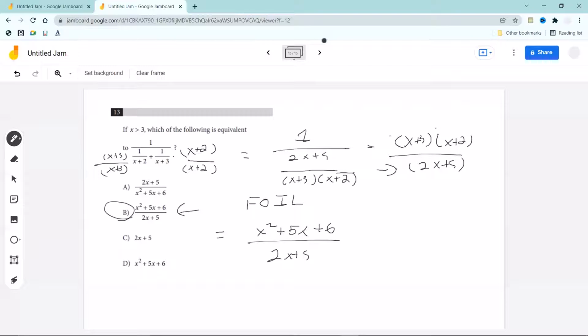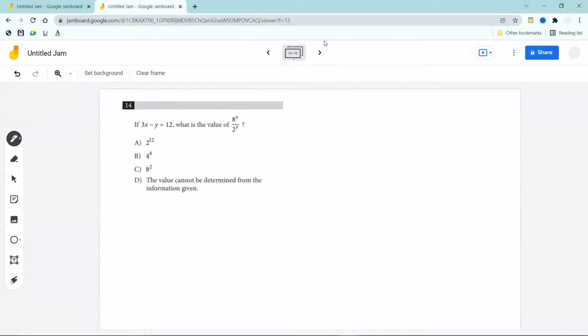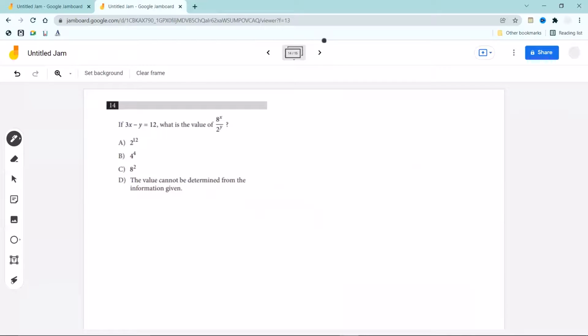On a test, you could save time. You would be able to identify this as the correct answer just by knowing this. But it's good to practice by fully expanding out. Great. So 14 is a bit of a tricky one.